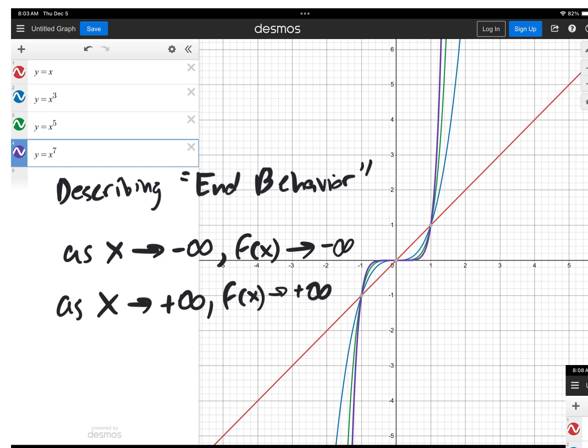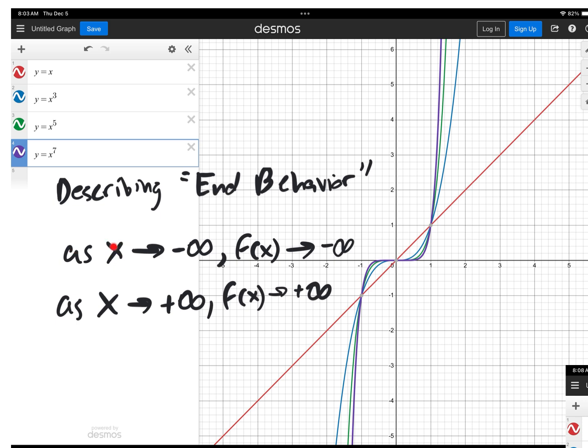If I take any function like y equals x to the seventh plus 2x to the fifth minus 4x to the third plus 1x, take away 7, something else is going to happen in the middle. There's going to be some funkiness going on, maybe some ups and downs, but the end behavior will always be down here and up there. And this is how we describe that end behavior with the appropriate mathematical notation.